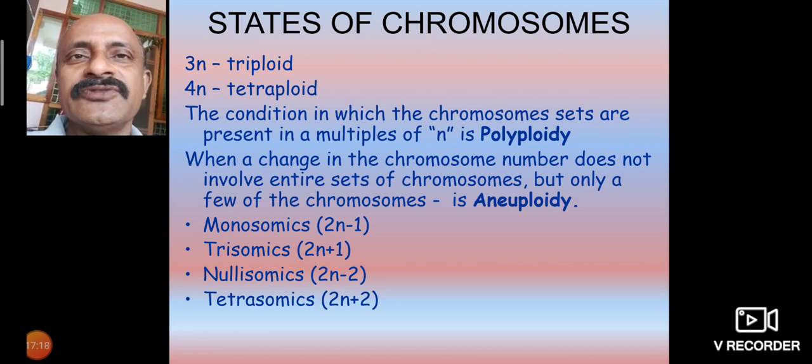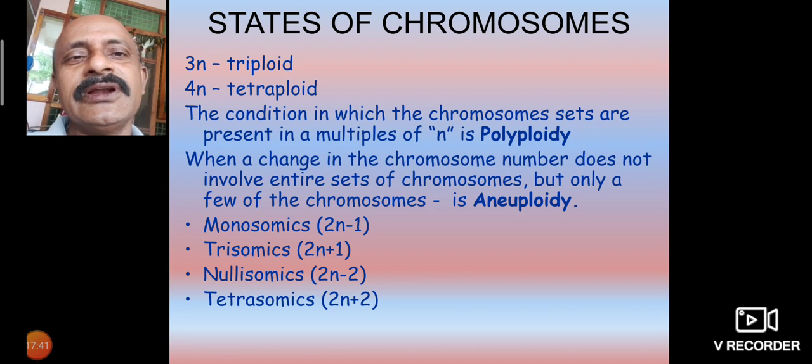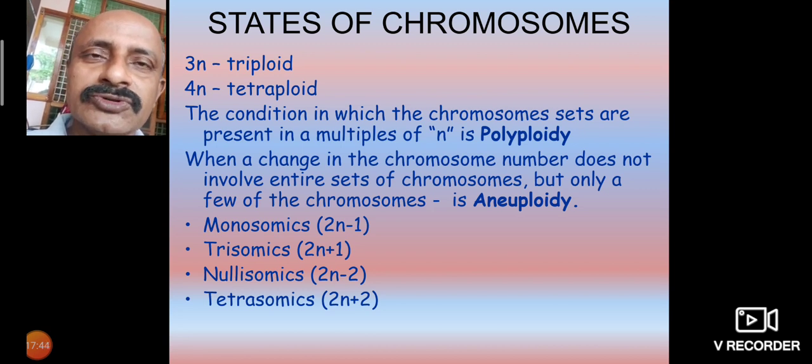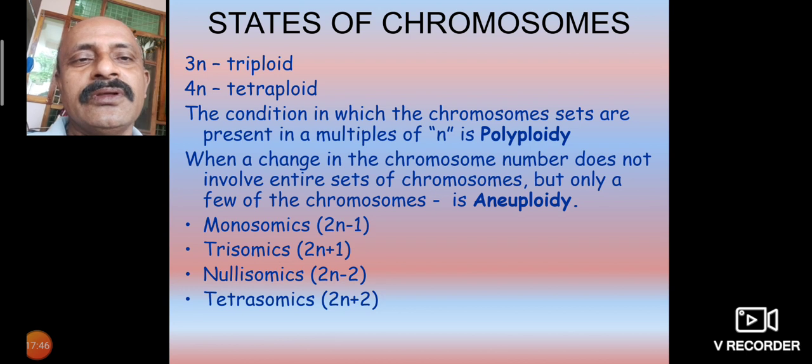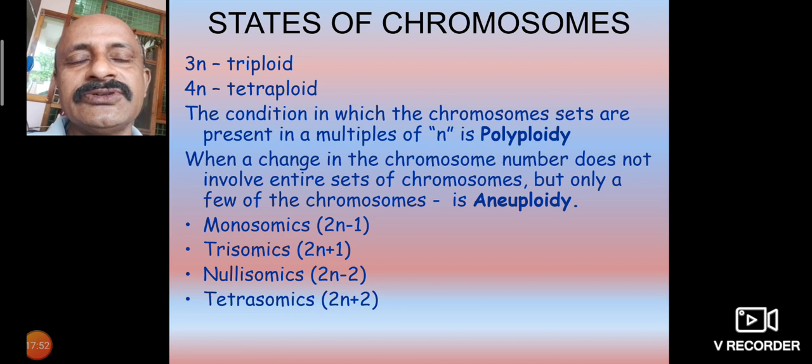For example, human beings have 46 chromosomes. Monosomic is 46 minus 1, that is 45. Trisomic is 46 plus 1, that is 47. That is 22 pairs of chromosomes plus 1 single, or 23 pairs of chromosomes plus 1, which is called trisomic. 23 pairs of chromosomes minus 1 is monosomic. Nullisomic means 2n minus 2, two chromosomes, not a set. Tetrasomic means 2n plus 2.